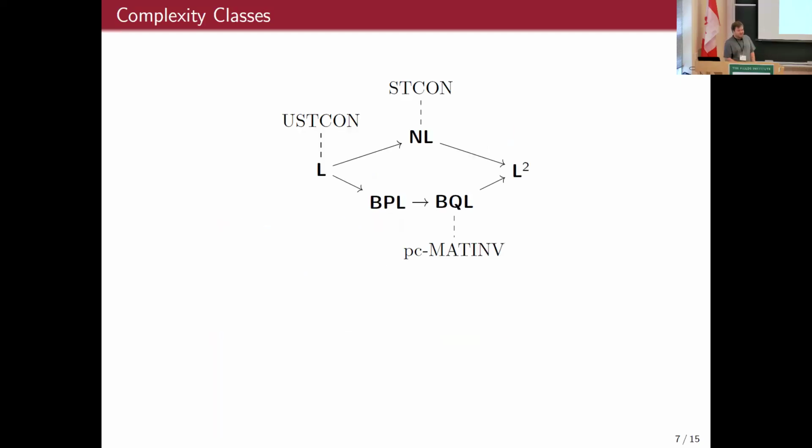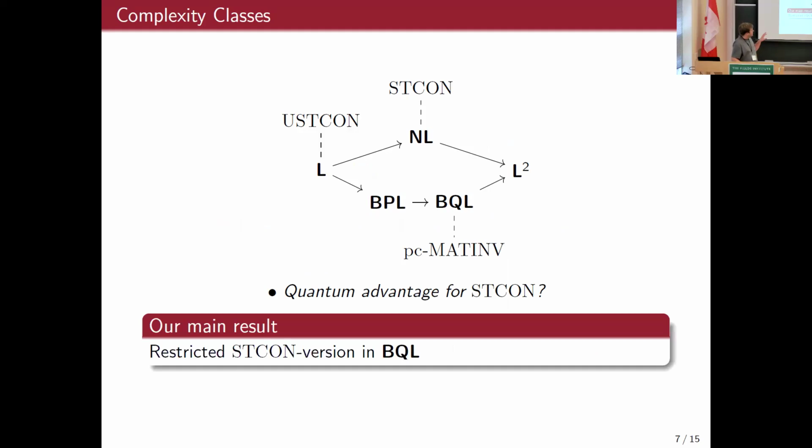So our picture looks kind of like this. And a very natural question is, of course, whether we can find a non-trivial relationship between NL and BQP. Can we maybe show a quantum advantage for ST connectivity? And our main result is that for a restricted class of ST-con instances, we can in fact find a quantum log space algorithm for which instances they seem hard classically.